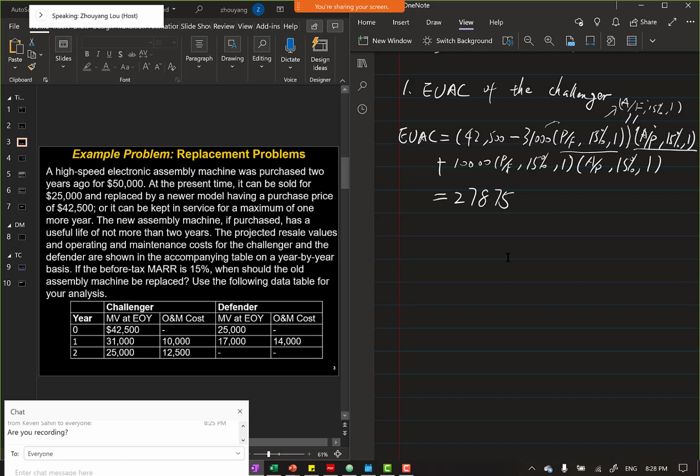So if you want to use the A given F factor, that's actually equivalent. But just remember, you always want to get the annual worth. And then the next piece would be this annual operations management cost. So we have this 10,000, times P given F, transfer that to the present worth, and then turn that to the annual worth. So multiply by the P given F factor and then the A given P factor, and we have this UAC for the first year.